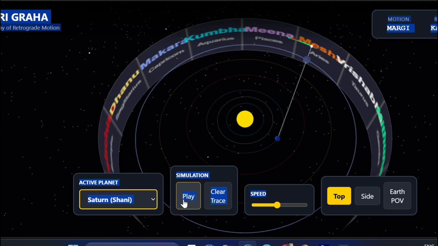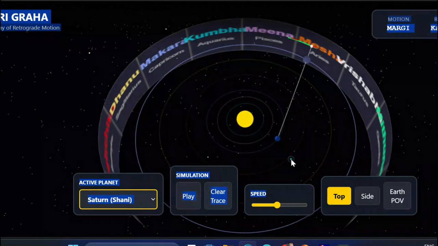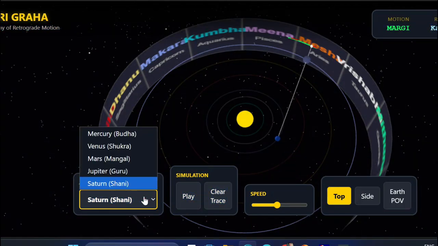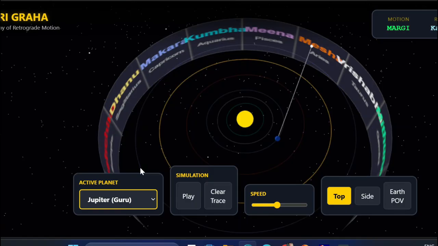than 2 times. Whereas if we take, let's say, Jupiter, now Saturn takes around 30 years to complete whole zodiac belt. Jupiter takes 12 years. Now let us see what is the effect of the speed.